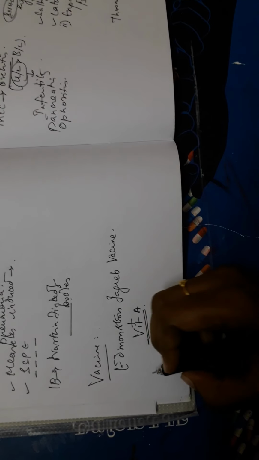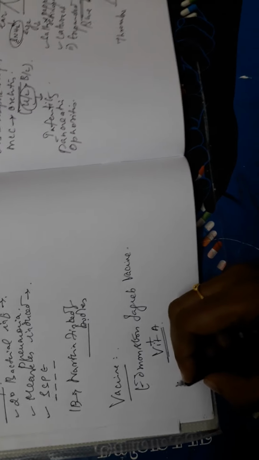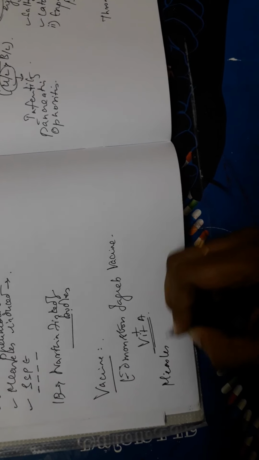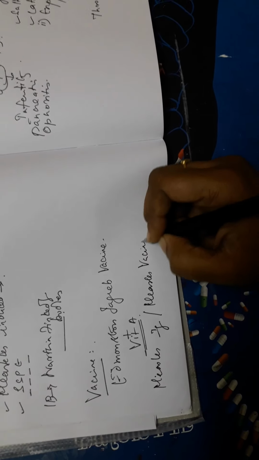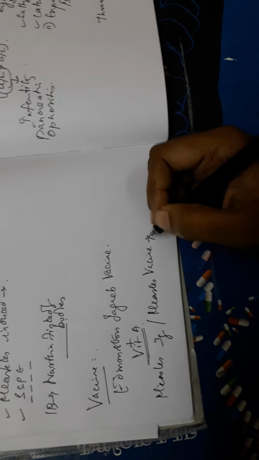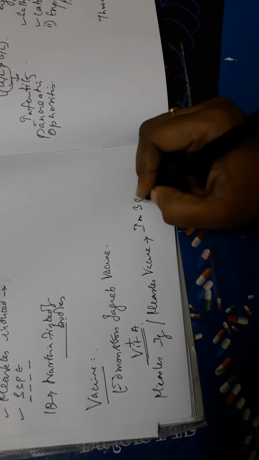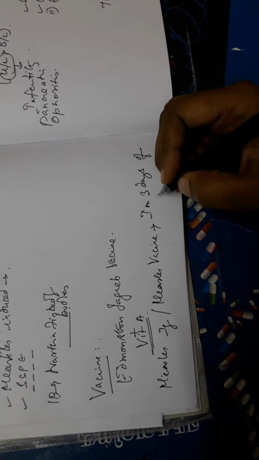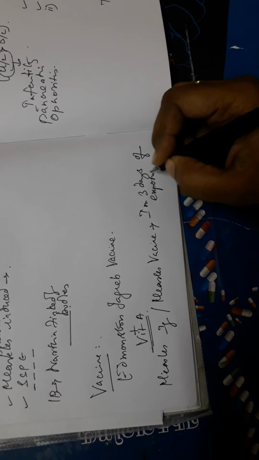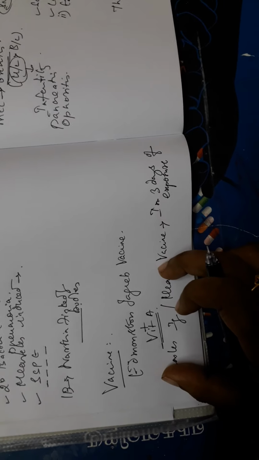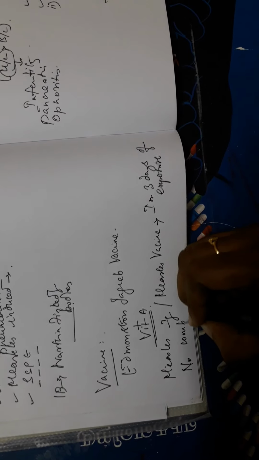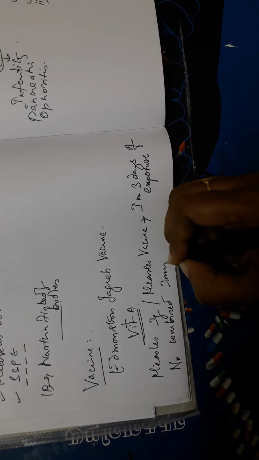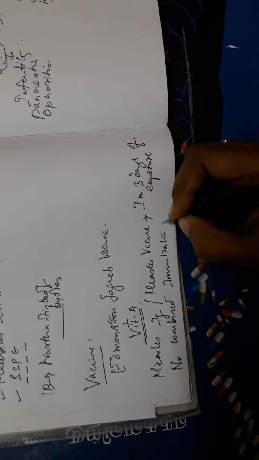Okay, next, following exposure to this virus, immunoglobulins can be given, that is measles immunoglobulin can be given, or measles vaccine can be given within how many days of exposure? Within 3 days of exposure either immunoglobulin or vaccine can be given, and it is the only condition where combined immunization is not done. So no combined immunization, either passive or active.